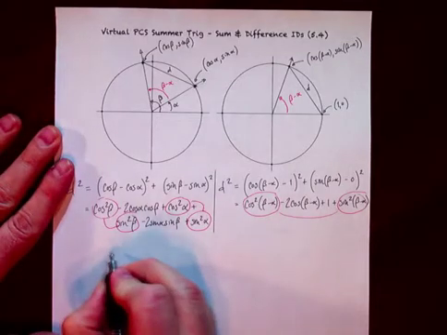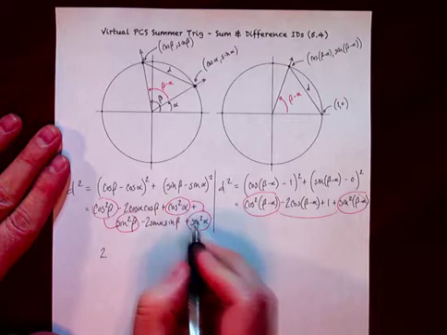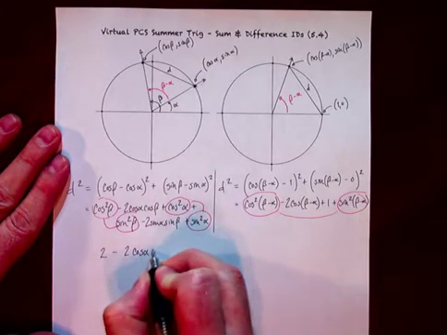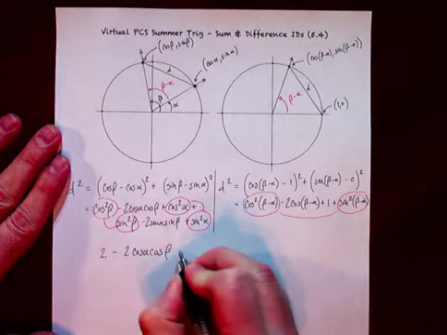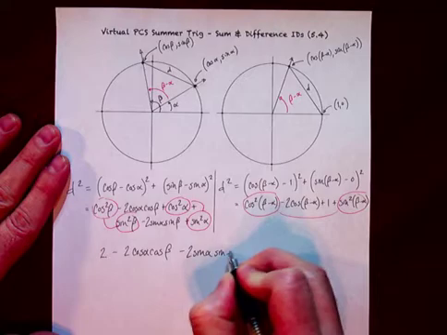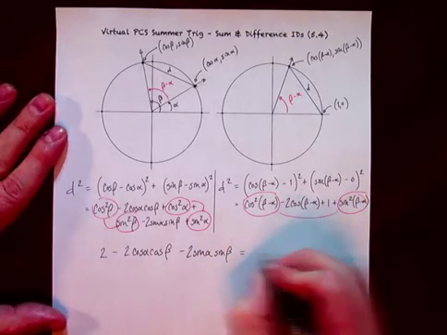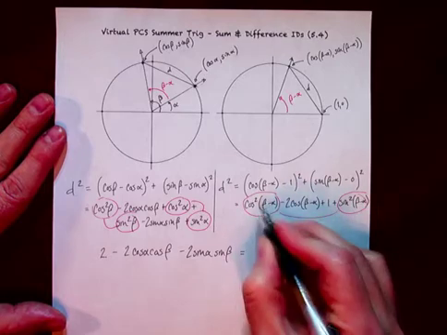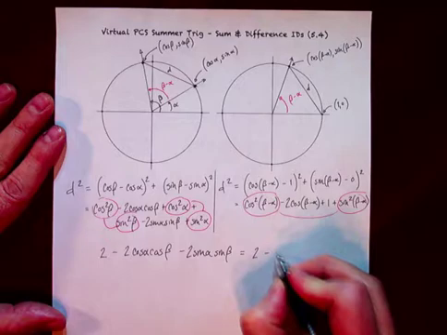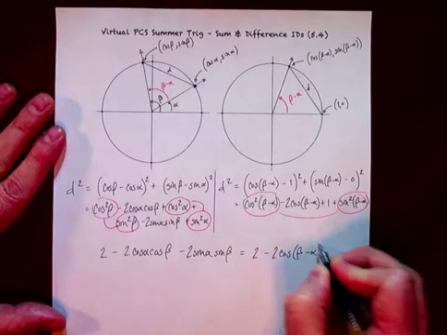Well, that simplifies things nicely. And so we're going to get 2, because this is 1 plus 1, minus 2 cosine alpha cosine beta minus 2 sine alpha sine beta. And we're going to set it equal to this D squared over here. And so we're going to take this 1 from the Pythagorean and add it to that 1, which was a constant. And we're going to get cosine beta minus alpha.